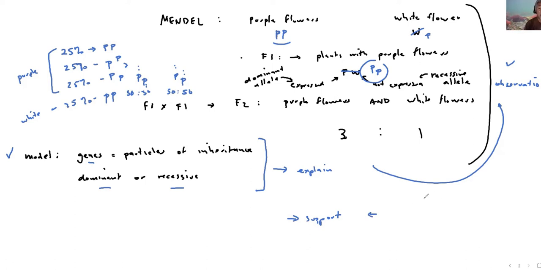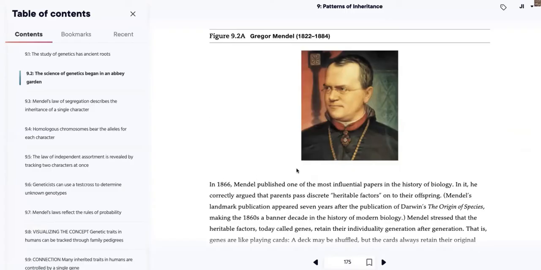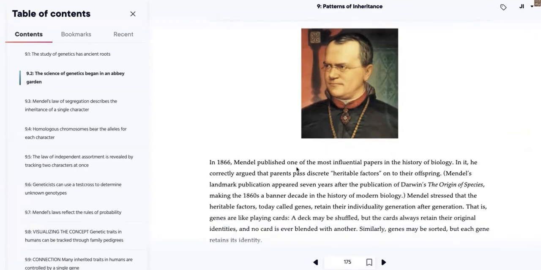And moreover, he was able to replicate it with other kinds of flowers, other kinds of characteristics from his pea plants. And now I go over to our chapter and I give you a nice little picture of our man of the day, Gregor Mendel.